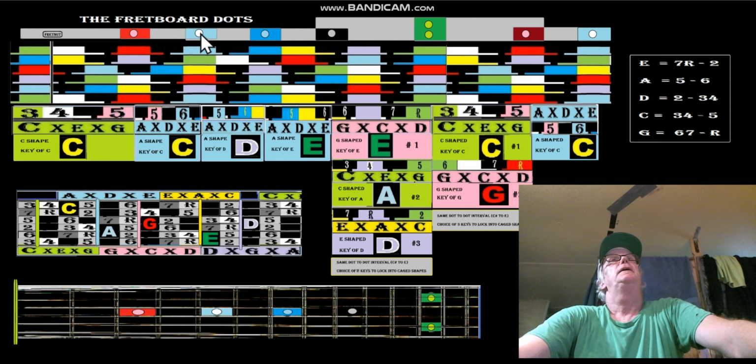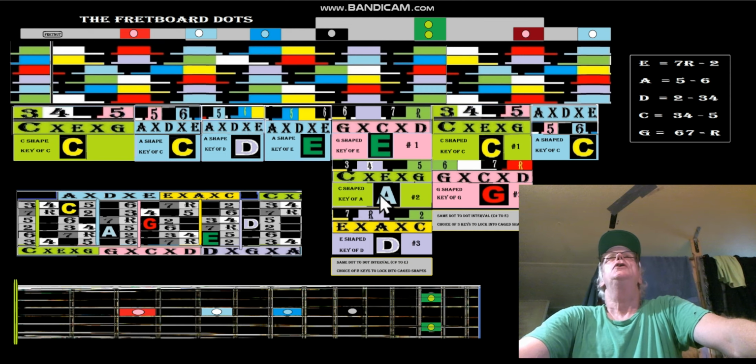Moving from the A to the B, we get the key of D in the A shape. So if you want to do the key of D, you can mentally just start it on the A note to the B in the A shape. Key of E, you can start it on the B note to the C sharp in the A shape. The key of E, you can start it from the C sharp to the octave, for the key of E in the G shape. Now remember, the G shape ends with the root, which would be E at that point.